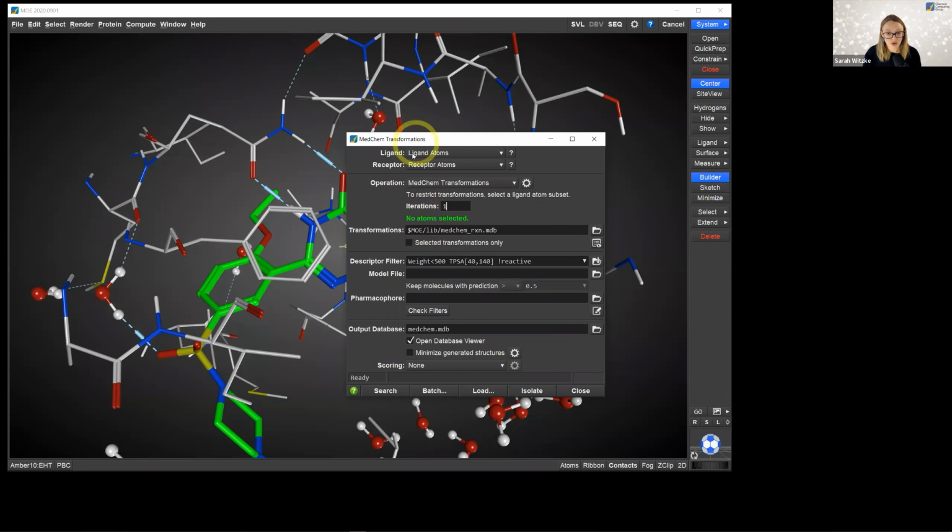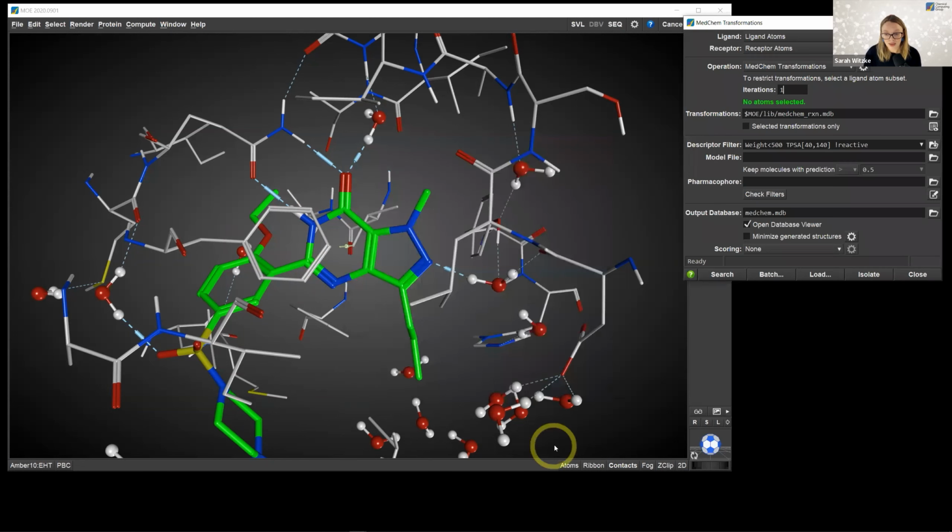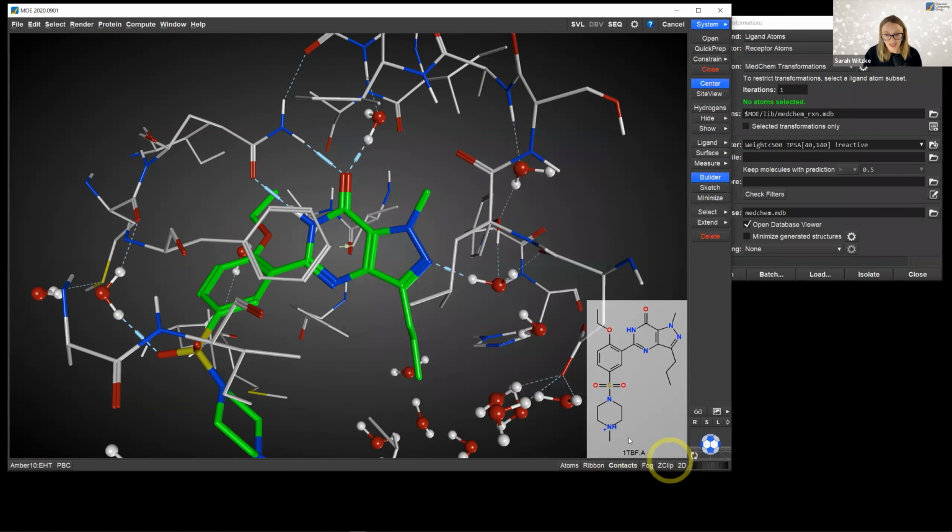So if you were just to go ahead and press search down at the bottom of this panel, it will transform on the whole molecule, so the whole sildenafil. But you can actually specify parts of it that you can transform on. So let me just move that panel out and open the 2D view on the footer and say, I just want to transform, let's say, on the sulfone and piperazine ring like this.